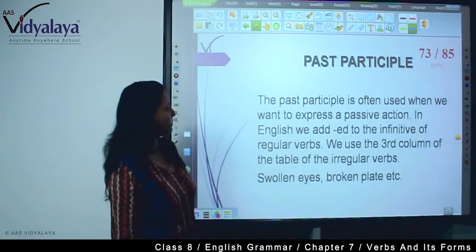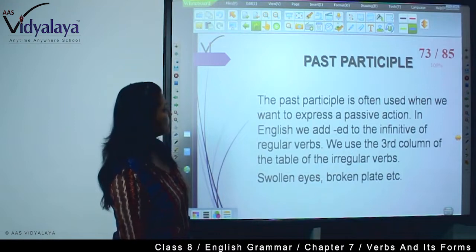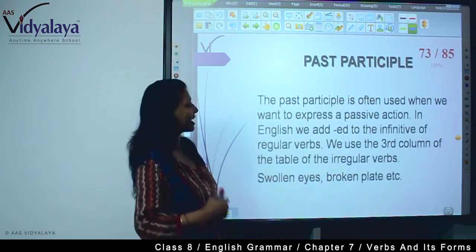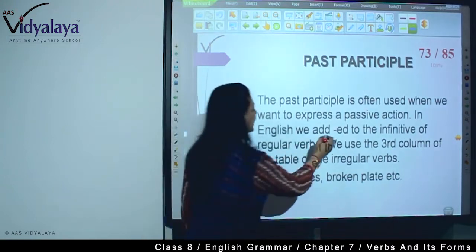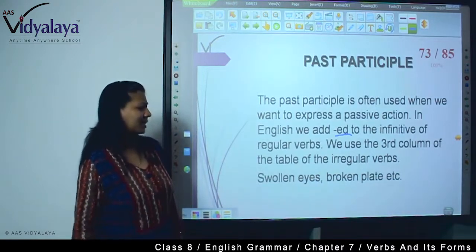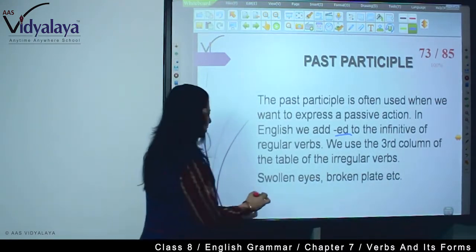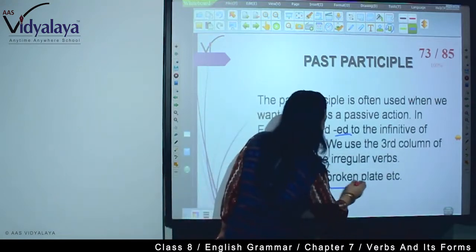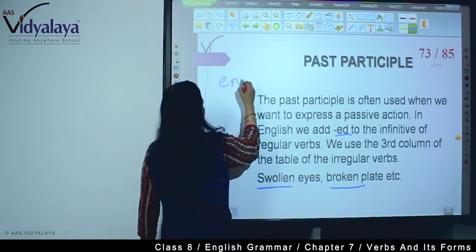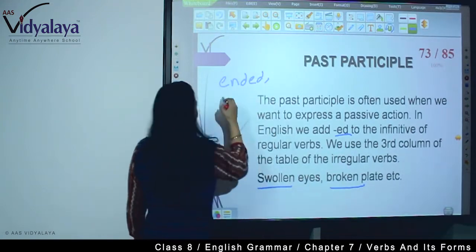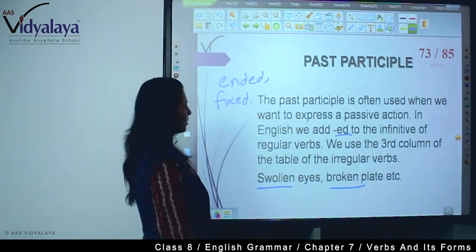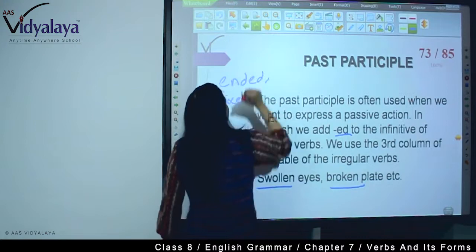Now past participle. The past participle is often used when we want to express a passive action. There it was an active, here passive action. In English we add ed to the infinitive of regular verbs and we use the third column of the table of the irregular verbs. For example, swollen eyes, broken plate, etc. And ed, ended, fixed. So you are seeing these are all your past participle.